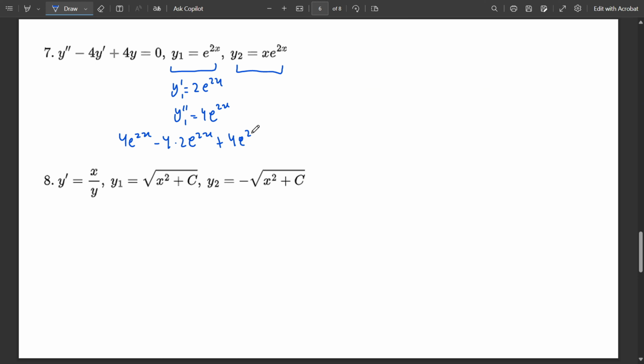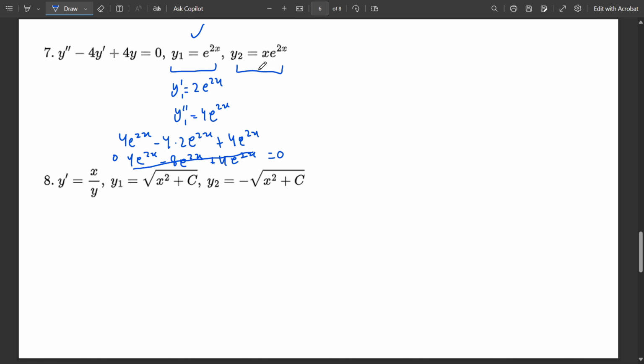So 4e to the 2x. Well, we can multiply this. This becomes 8 e to the 2x plus 4 e to the 2x. Well, as you can see, when I add 4 e to the 2x plus 4 e to the 2x, that is 8 e to the 2x. This and 8 e to the 2x minus 8 e to the 2x will be 0. So it does equal 0. So this is a solution to the differential equation.